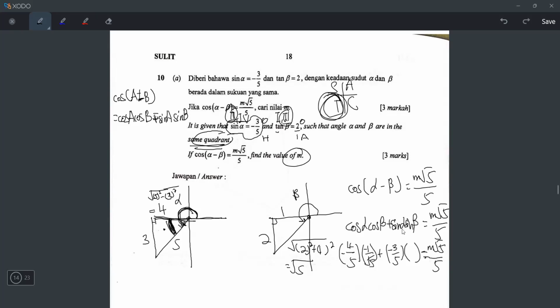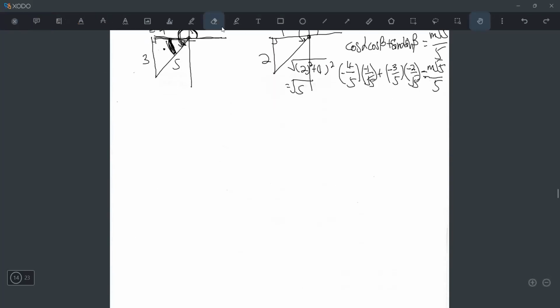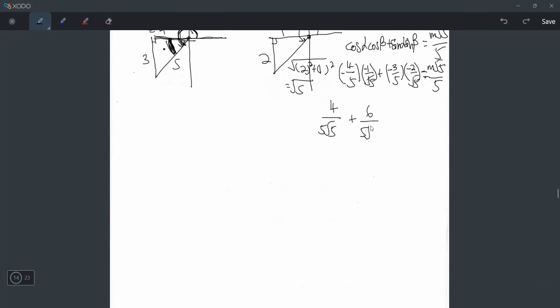Okay, sine beta. What's sine beta? Look at this diagram. What's the opposite over hypotenuse? Opposite is 2, hypotenuse is square root 5. So 2 over square root 5. And also negative because this is third quadrant. Third quadrant only tangent positive. Now I can scroll down and I'll just do this, then I'll get my answer. Atas darab atas, bawah darab bawah. So 4 over 5 square root 5. Do it again. Atas darab atas, bawah darab bawah. 6 over 5 square root 5.